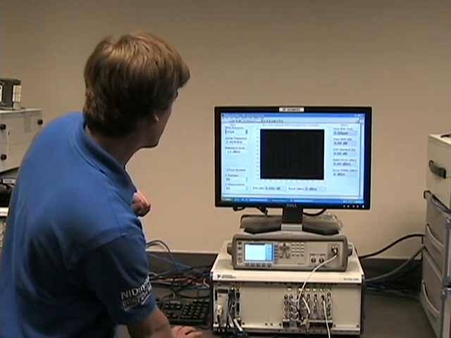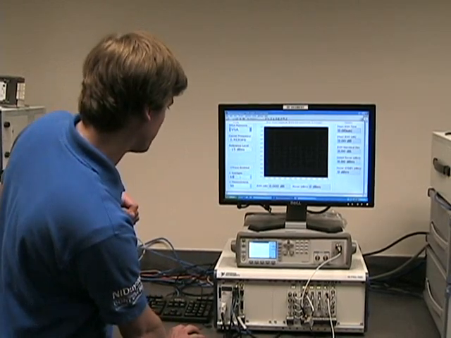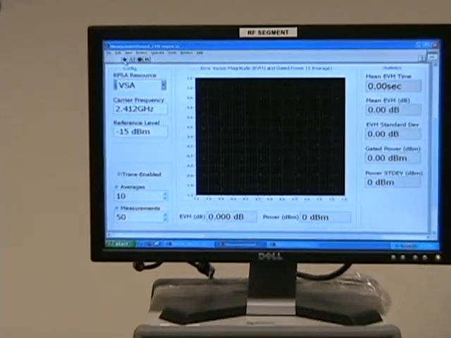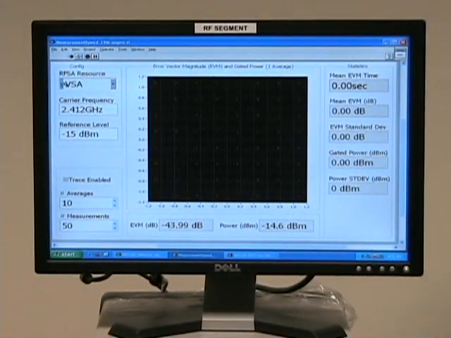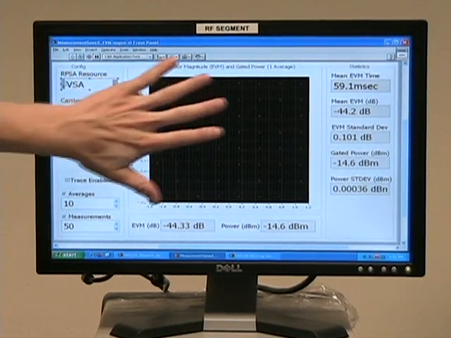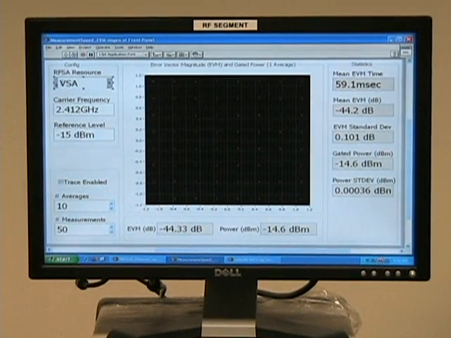So next, I'm going to run the exact same setup using the PXI instrumentation. Again, I'll configure 10 averages, 50 measurements, and then I'll click on Run. Now in this case, I'm using the 5663, and using the Wireless LAN measurement suite, I'm also reporting the constellation for the measurement as well. You can see that it already finished the result.